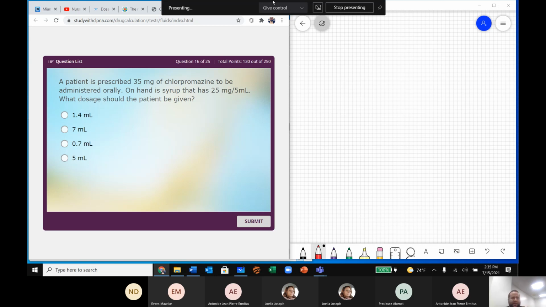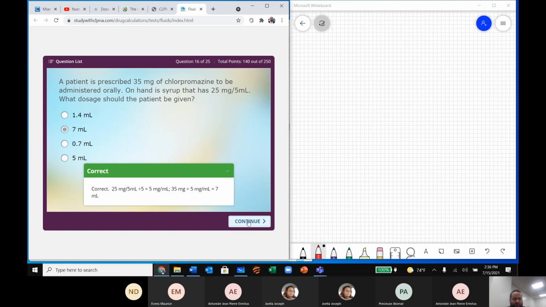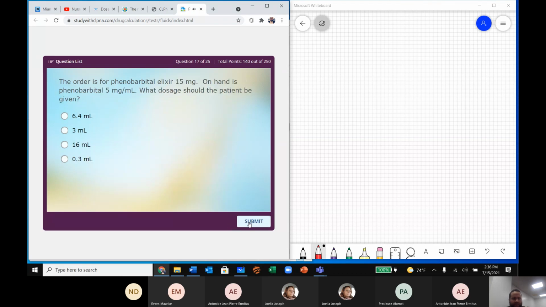The next problem says the patient is prescribed 35 milligrams of chlorpromazine to be administered orally. On hand is a syrup that has 25 milligrams in 5 ml. What dose should the patient be given? B, 7 ml. Okay, good job. Thank you. You're welcome.